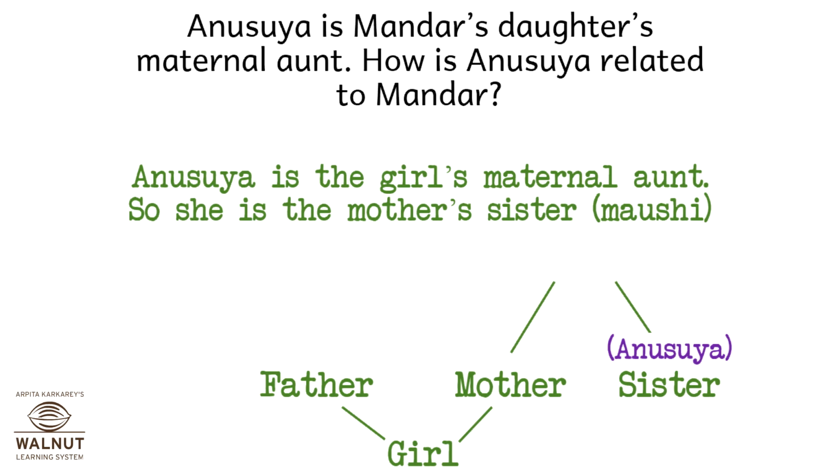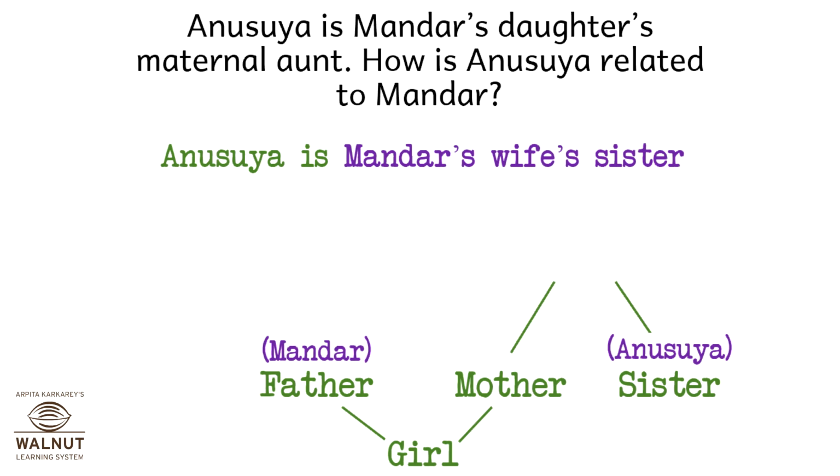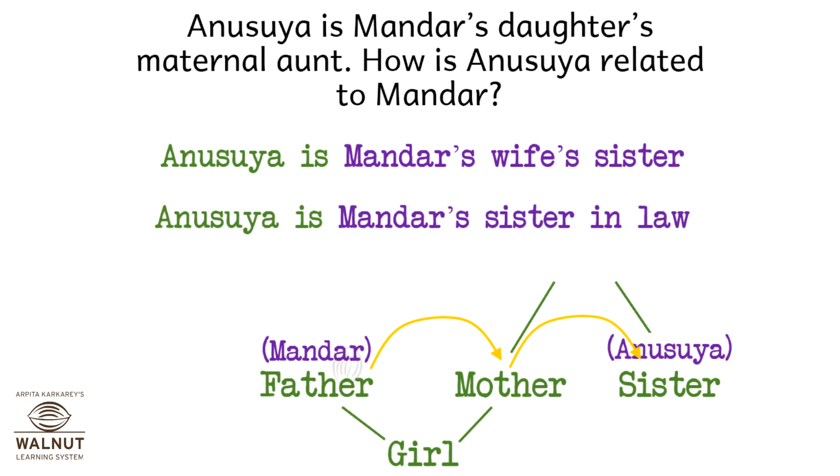So, Mandar's daughter's maternal aunt, right? We have found out the girl's maternal aunt is Anusuya, and the father has to be Mandar. Anusuya is Mandar's wife's sister. Anusuya is Mandar's sister-in-law. Let's go to the next question.